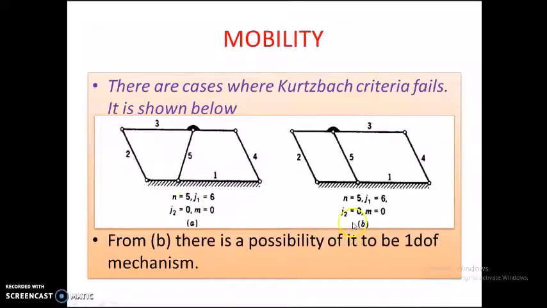But considering the second case, the length of link 5 is equal to link 2 and link 4. So we know that it will have a single degree of freedom, but the mobility obtained will still be equal to 0. So the possibility of it having 1 degree of freedom is not to be neglected. That indicates the mobility criterion is a failure.